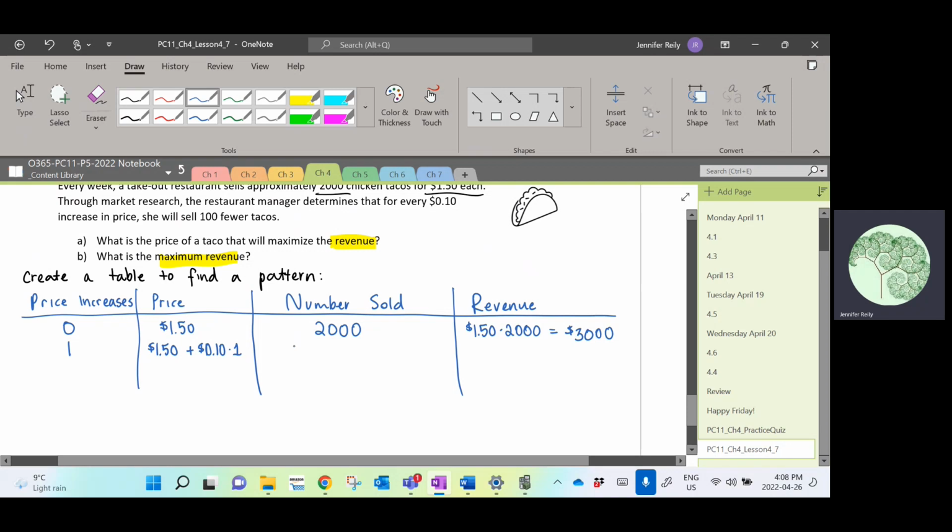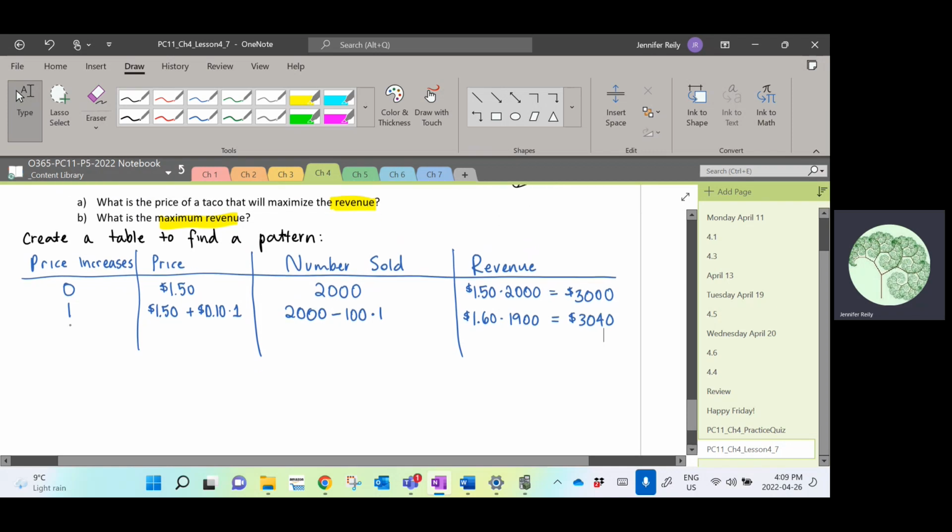It says we're going to sell 100 fewer, so 100 times 1 less. So it would be 1,900 tacos. And our revenue will be 160. So we're earning more, but we are selling less, 1,900. So if you calculate that, it's $3,040. So actually it's better. It's better to increase the price to $1.60.